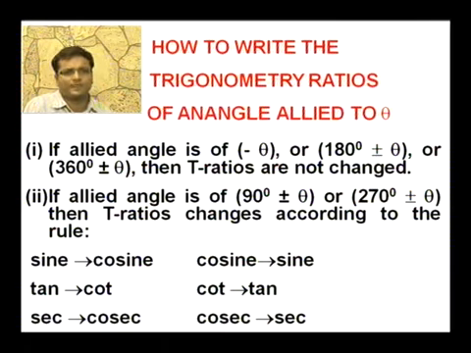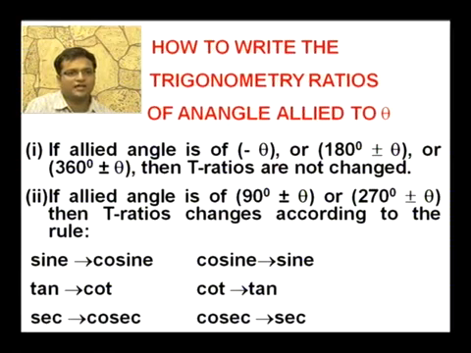First, if the allied angle is of minus theta or 180 degree plus minus theta or 360 degree plus minus theta, then trigonometry ratios are not changed, means remain same. Sine will remain sine, cos will remain cos, tangent will remain tangent.